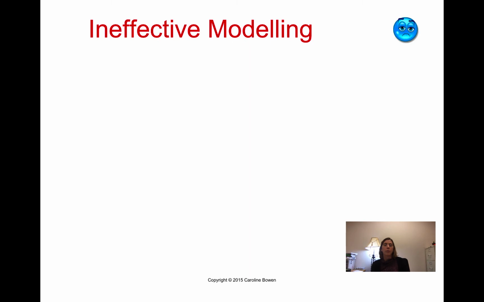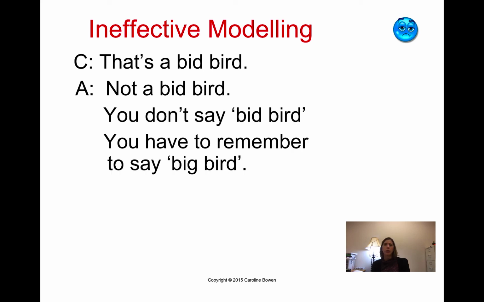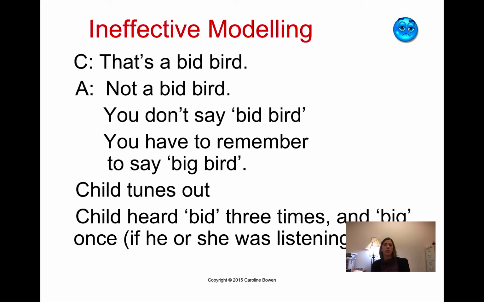So what else we got? So the kid's like, oh, that's a bid bird. And I'm like, not a bid bird. You don't say bid bird. You have to remember to say big bird. And again, the child tunes out because, no, that's not right. That's not how we do it. So again, the kid heard bid 3 times, once from himself and twice from the adult, and just big once, even if he was even listening. Because after you say not a big bird, they're like, well, I'm a kid, adults know best, and so I'm just not going to say anything more and contribute because I'm not doing it right. All right, so think about what you're modeling. You want to say the correct word many more times than the incorrect word.